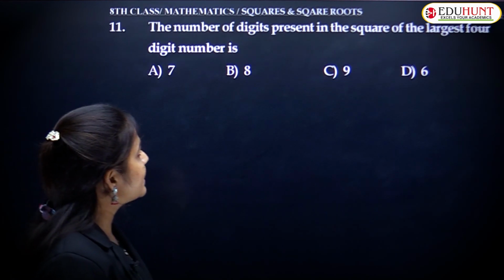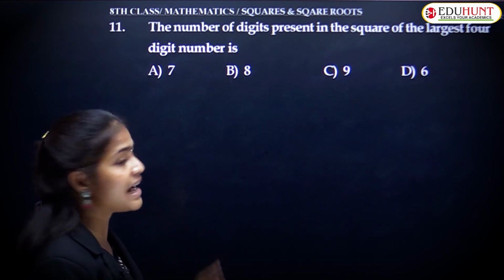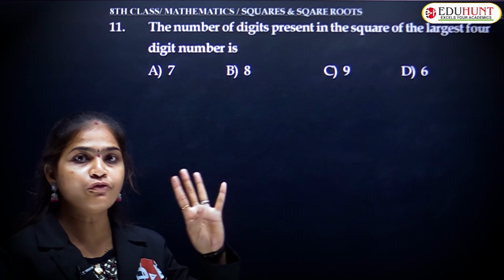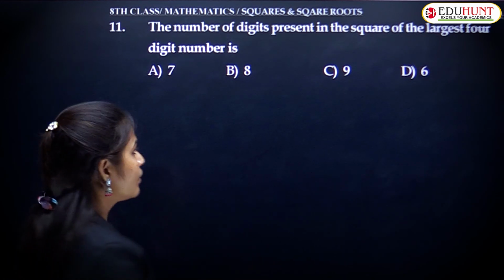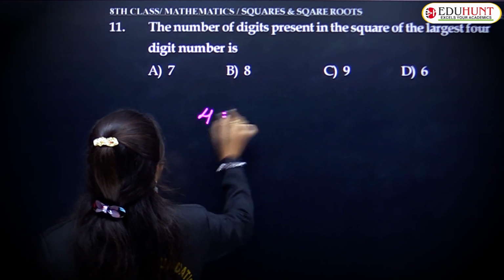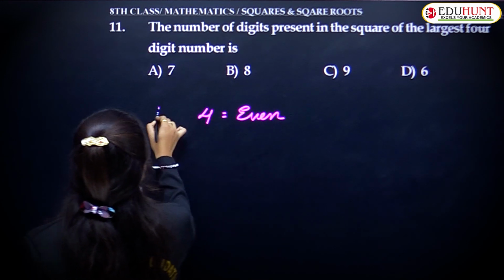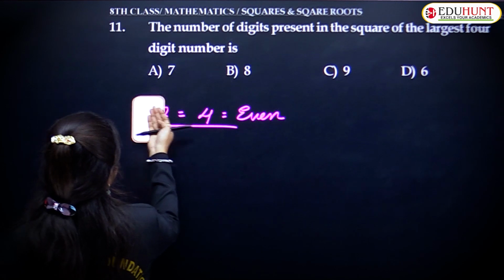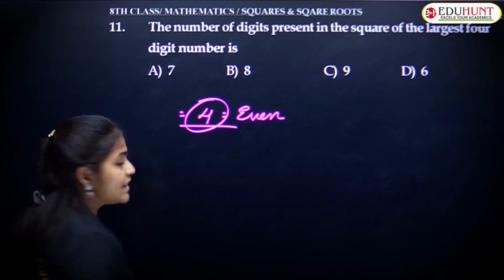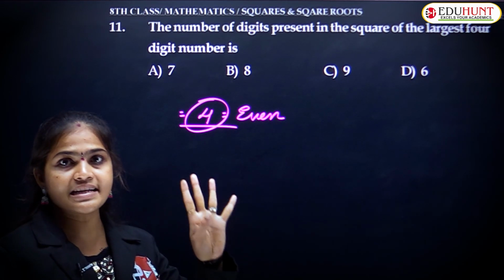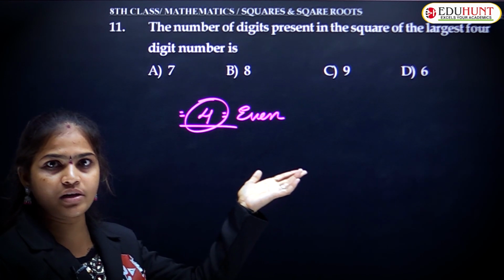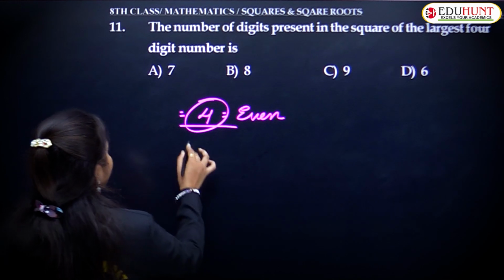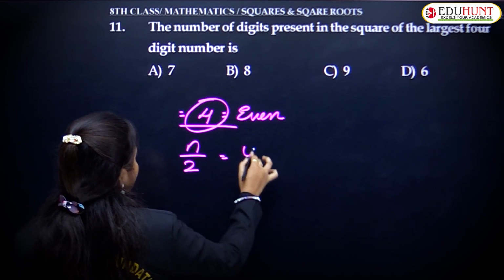The number of digits present in the square of the largest 4-digit number. Square of the largest 4-digit number. So in a 4-digit number, 4 is even or odd? They have given that 4 is even. Okay, so n is equal to 4, the number of digits. So which means an even number of digits only, no? If the number of digits is even, then what is the formula here? n by 2, which is equal to 4.